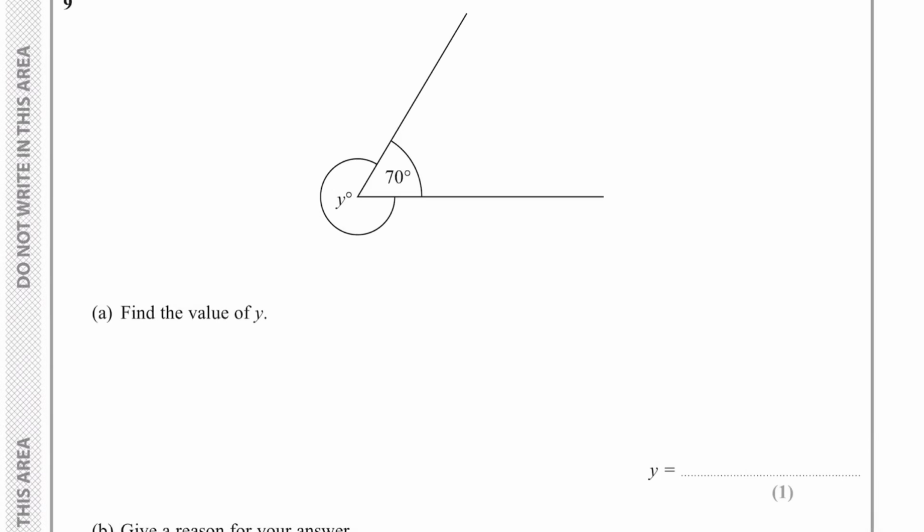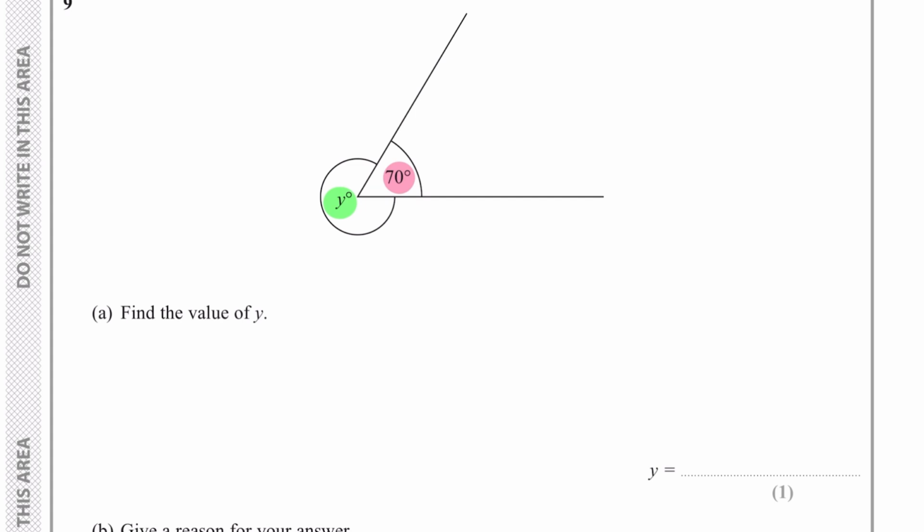A common exam question is one that involves angles around a point. We'll break it down step by step so you'll know exactly how to solve it when it shows up on your test. The problem says, find the value of y. So we have an angle measuring 70 degrees and we need to find the value of y, which is the remaining angle around the point.